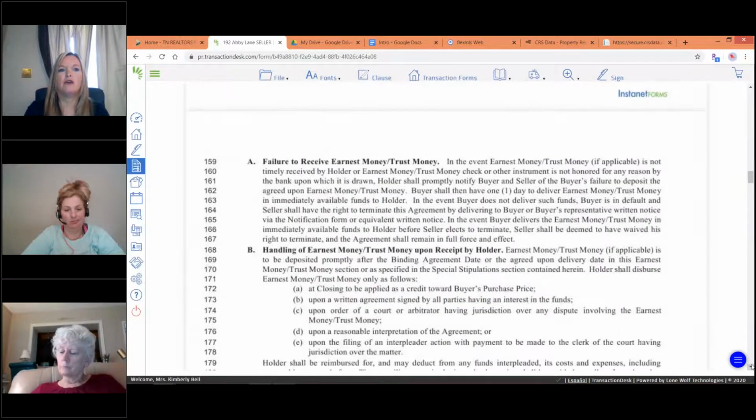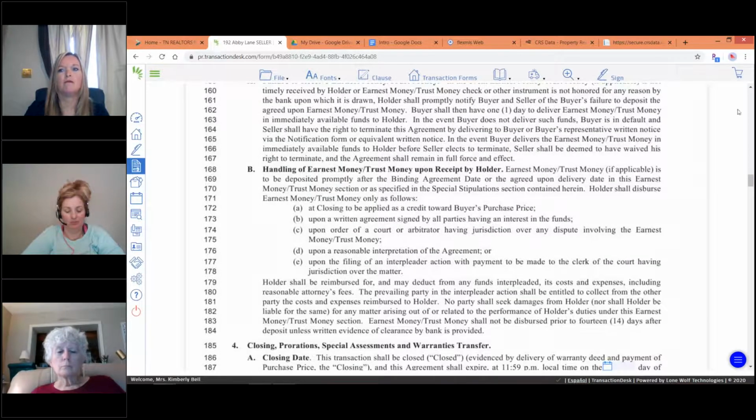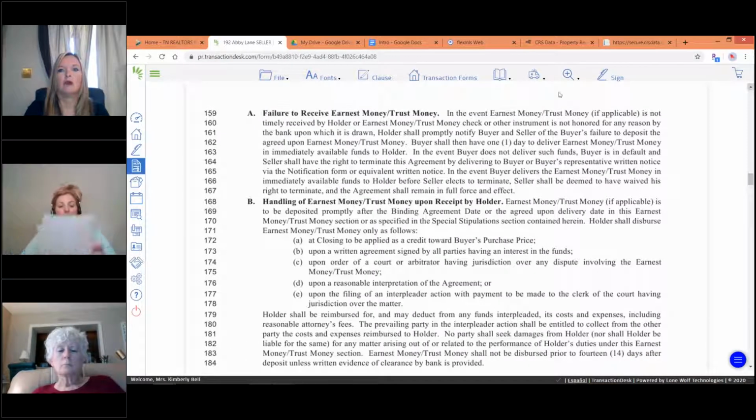All right, so failure to receive the earnest money. If the buyer has a bounced check, or if they fail to drop the money off, you have 1 day to make a demand. If they don't deliver it immediately to who's supposed to hold it within 1 day, then it's terminated.